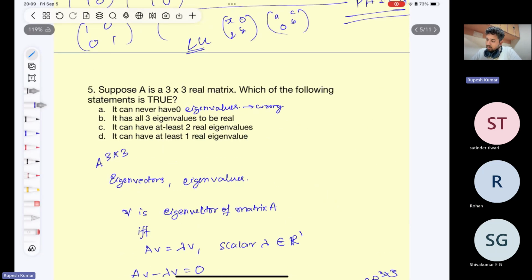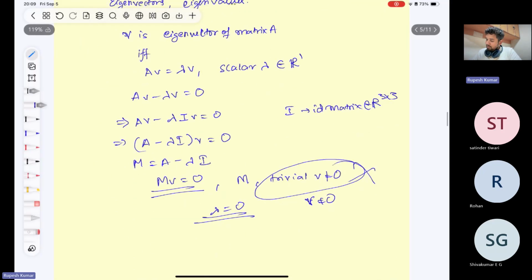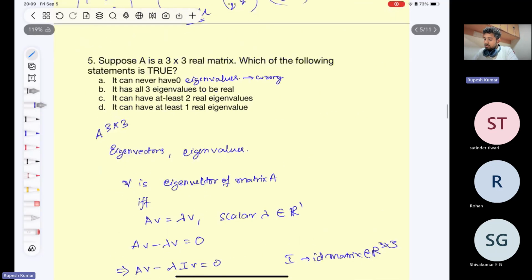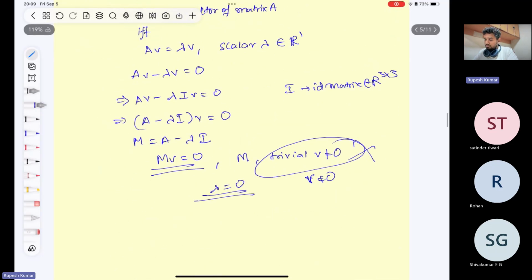So the statement that it can never have 0 eigenvalues is false. Lambda can be 0. Why? We know this: V is non-zero and lambda can be 0. It depends on lambda. We will see this. Now, the other three options ask us to figure out the properties of this matrix M.